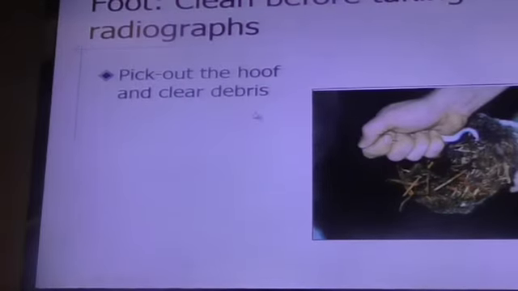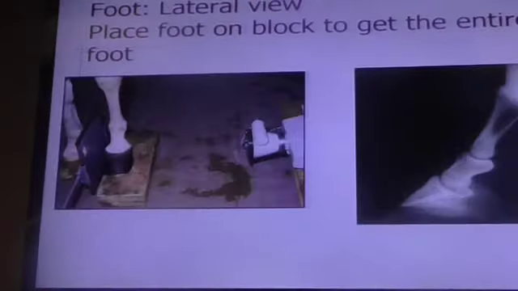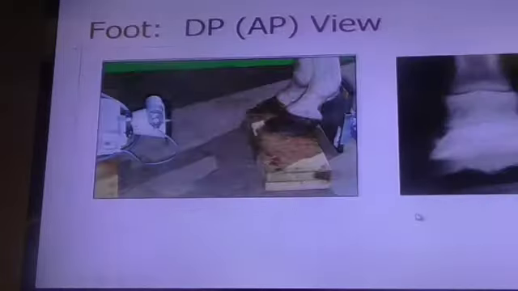Okay, so when you're cleaning the foot, when you're radiographing the foot, please make sure the foot is clean. Because on the radiographs you see all this debris and sometimes it looks like a fracture of the navicular bone, which is what we want to make sure we don't misdiagnose. Typically, the foot is placed on a block, so it is not directly on the floor, because you need to see under the foot, as we can see on this image.